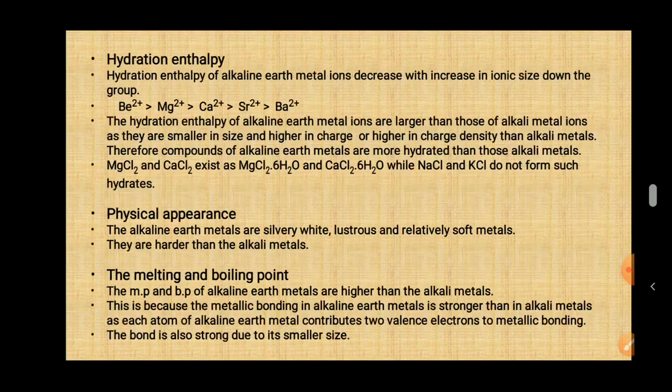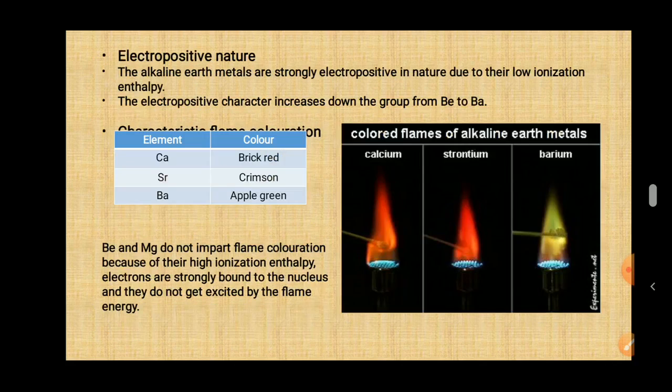So the next property, electropositive nature. Now what is the meaning of electropositive nature? Electropositive nature means the metal has a capacity to donate electrons. Electronegative nature means the element has a capacity to accept the electron, so that time a negative sign is formed. Now electropositive means the element has a capacity to donate an electron.